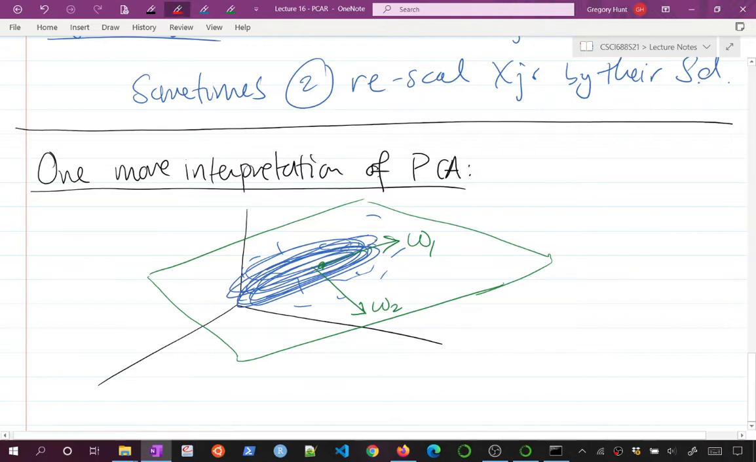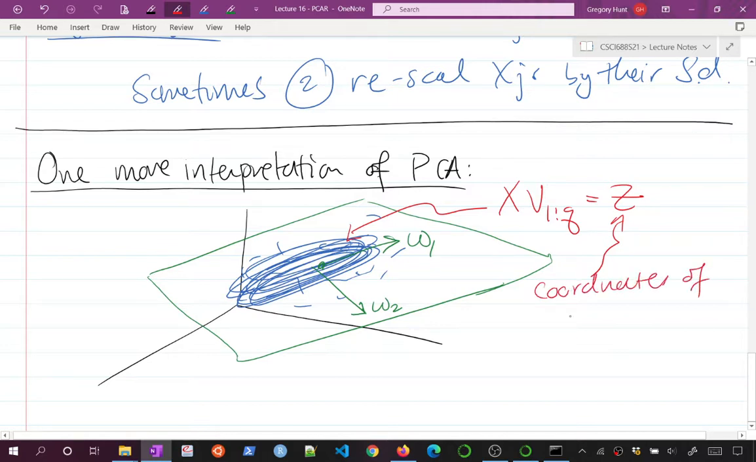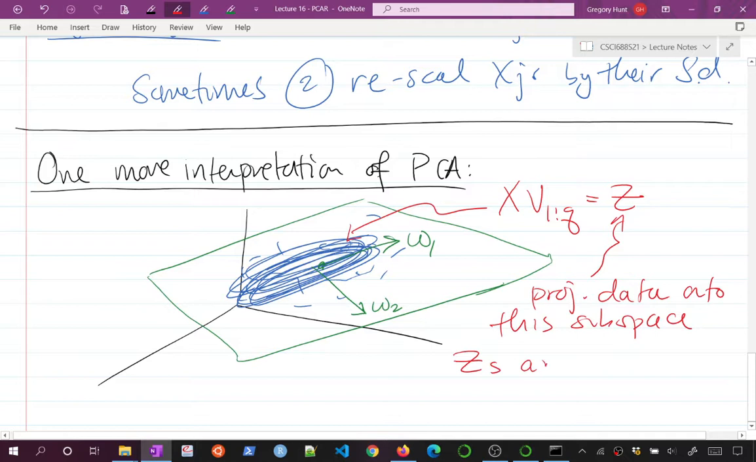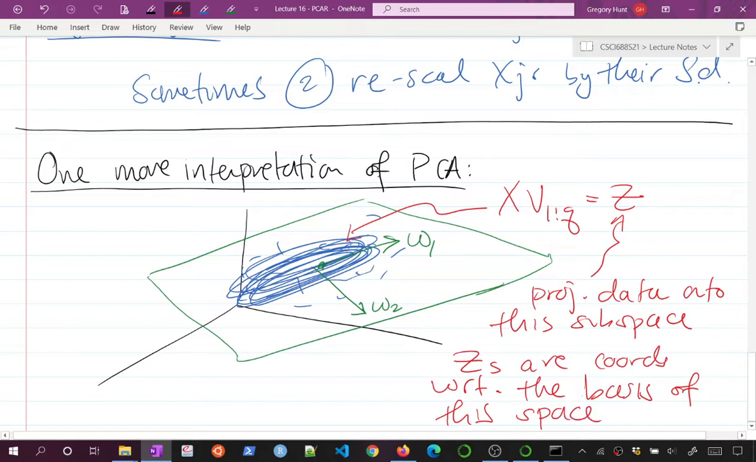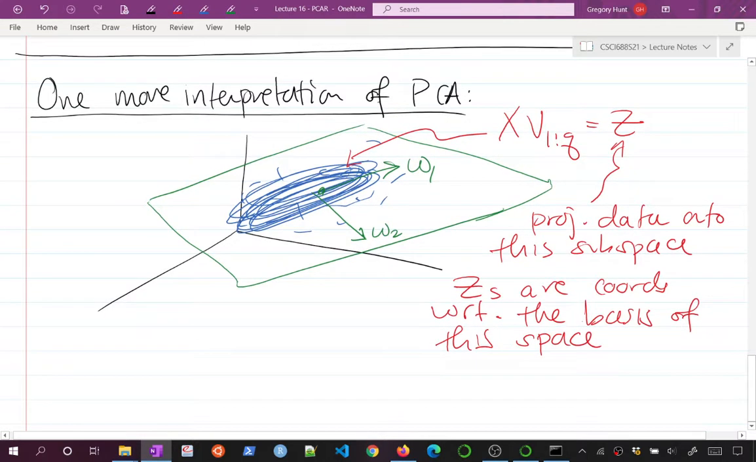And ultimately, if we look at X times this V matrix, or we look at these Z's, these are basically the coordinates of our original data projected into, let me write it this way. If we project our data onto this subspace, the Z's are the coordinates with respect to the basis of this space. And the basis of the space are the W's. So that's a very geometrical, linear algebra way of interpreting this.